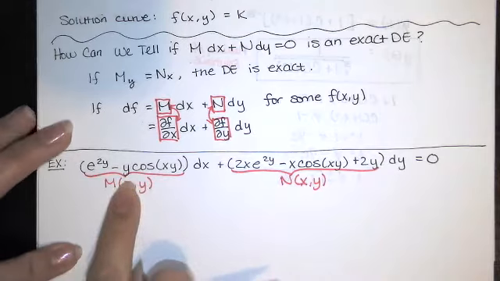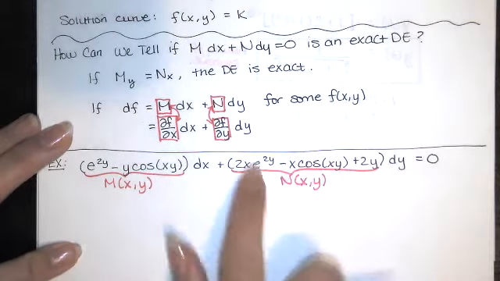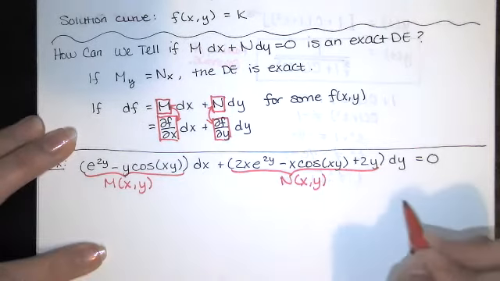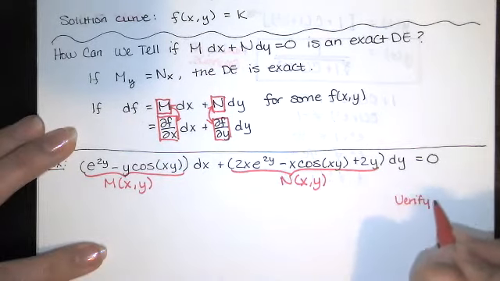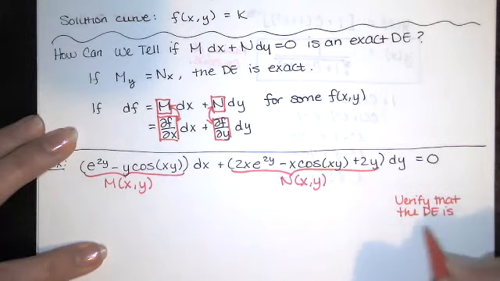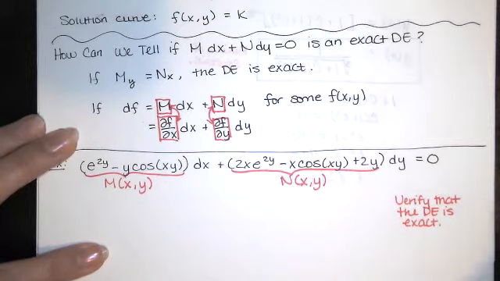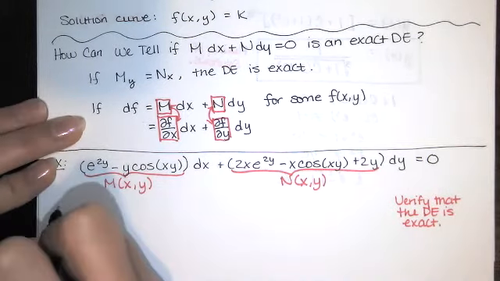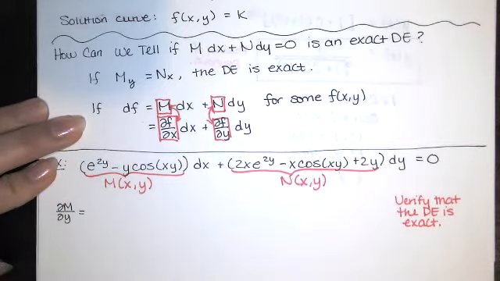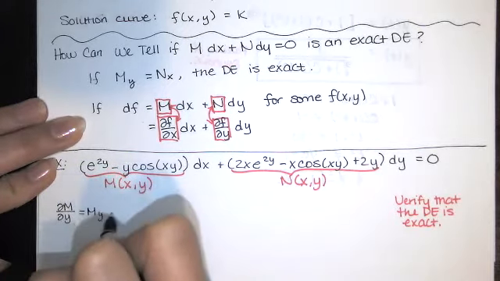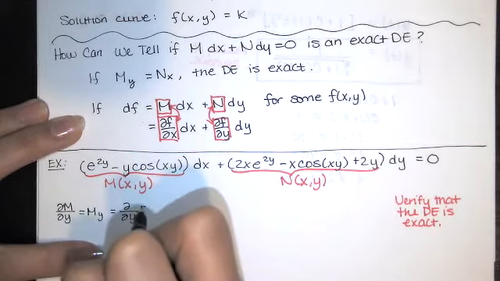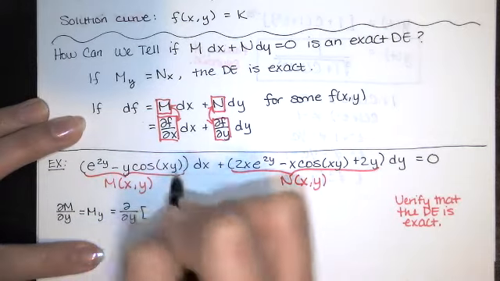If the partial of this function with respect to y is equal to the partial of this function with respect to x, then the DE is exact. So we'll say verify that the DE is exact by checking those partials. So we want the partial of M with respect to y. That's Leibniz notation. Alternatively, you can use subscript notation, or you can use operator notation. This is the partial with respect to y of this function.